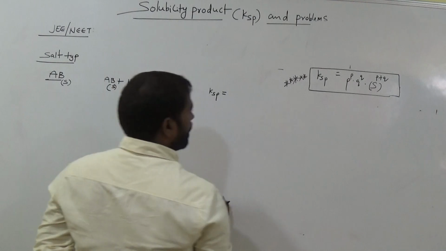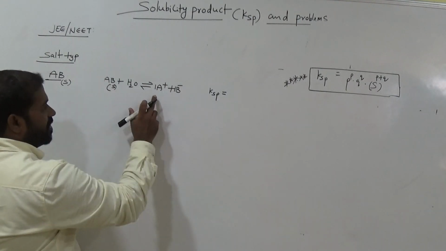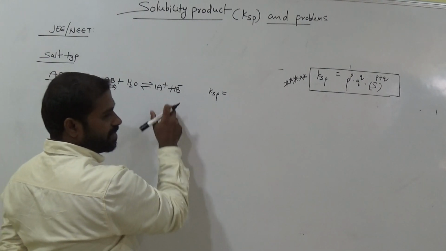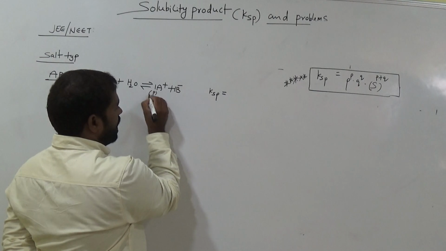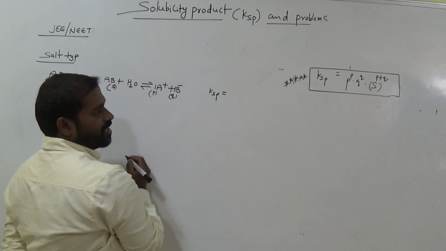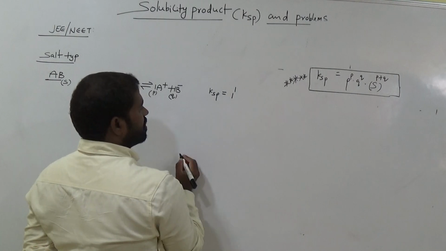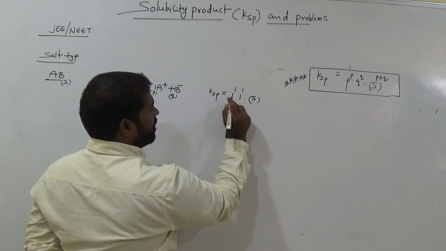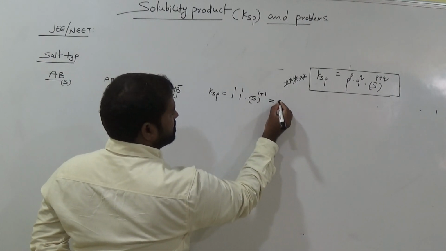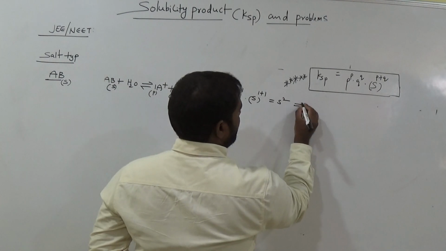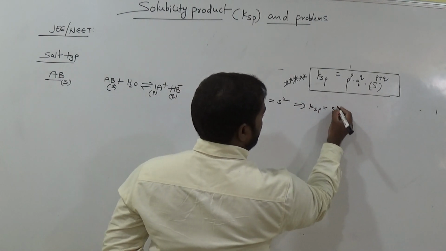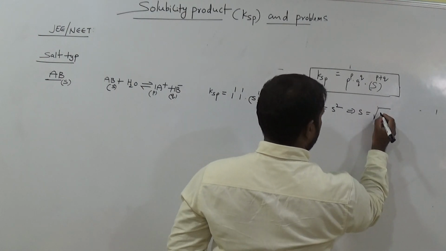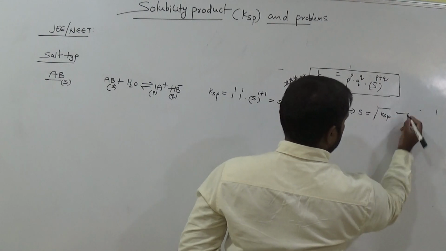Follow this expression. P and Q are the stoichiometric coefficients of the ions. Here what is the stoichiometric coefficient? 1. And 1. Am I right? Now P power P means 1 power 1, Q power Q means 1 power 1, into S power P plus Q, which is 1 plus 1, that is S square. Therefore finally Ksp equals S square. From this, the value of S is the square root of Ksp. Am I right? Clear?